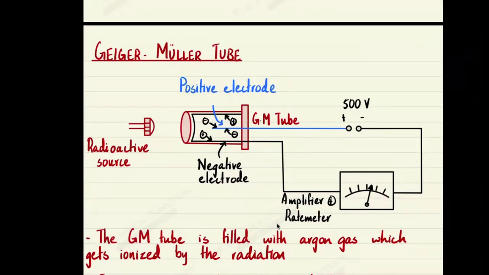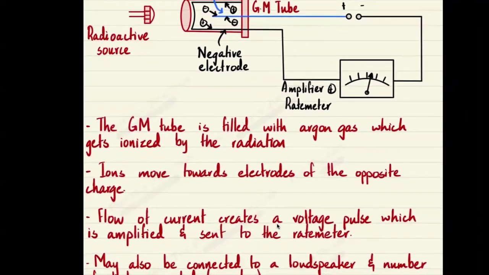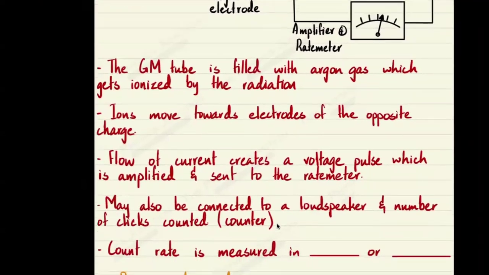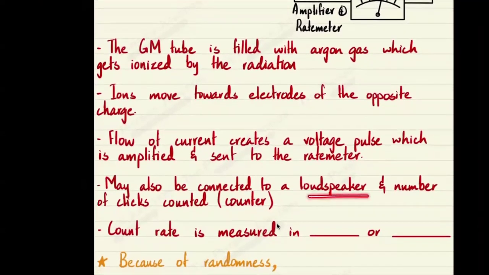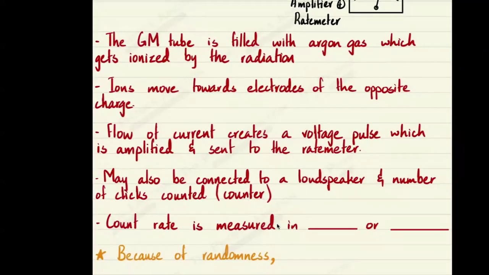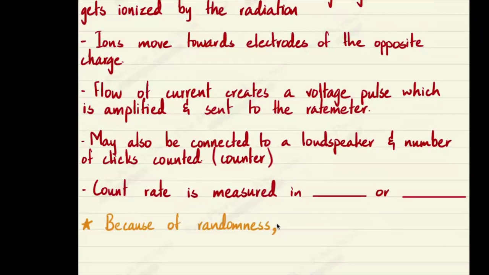So this basically also gives us an idea of how much radiation is being detected. So it tells us how fast something is decaying. The flow of current creates a voltage pulse, which is amplified and sent to the rate meter. It may also sometimes be connected to a loudspeaker, which keeps giving you those ticks or clicks, which are then counted by the counter. So count rate is measured in units of counts per second, or in units of counts per minute.